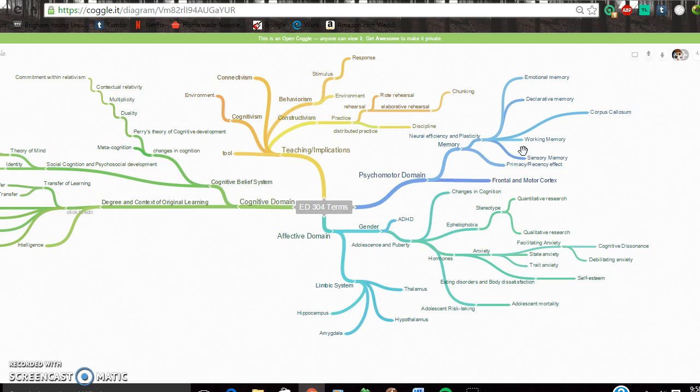A little further down, I have hormones. Hormones play a huge role in puberty. They're just chemical processes that happen during puberty that change bodies. During this period of time, with all these hormones, there are a lot of body composition changes, specifically that can lead to eating disorders.